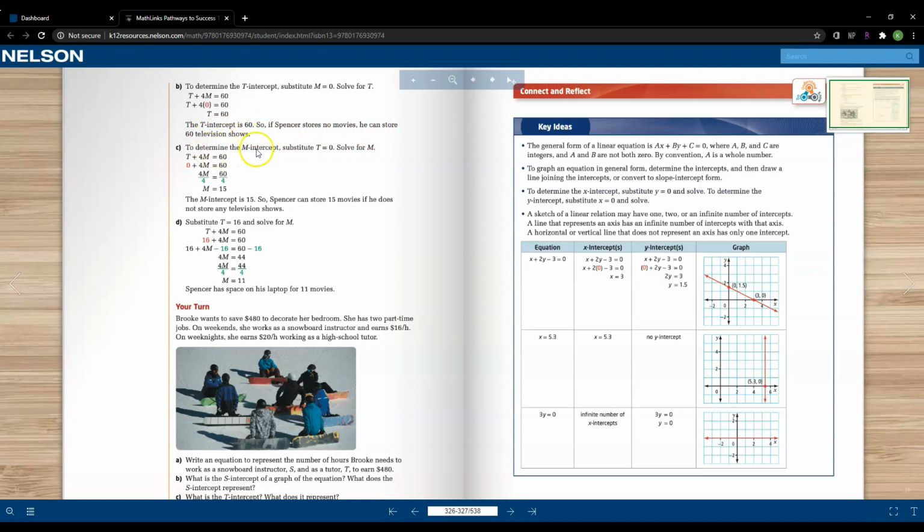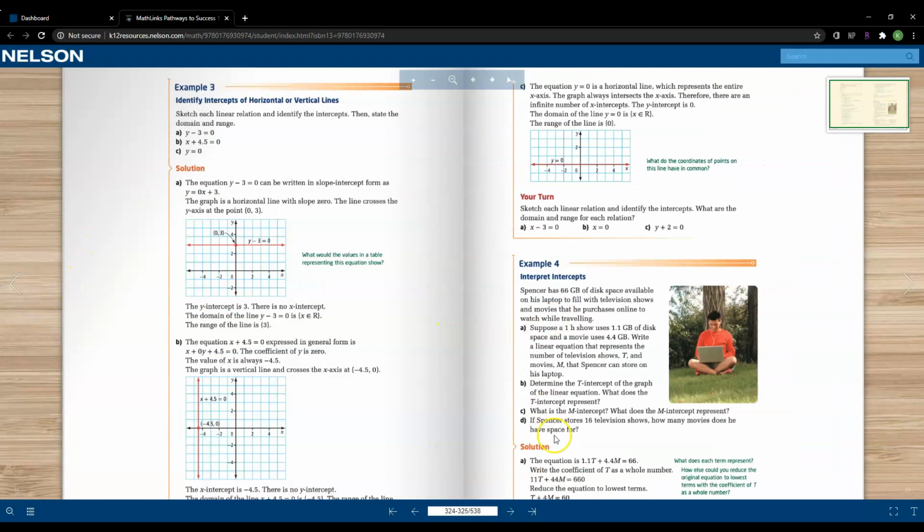Okay, to determine the m-intercept, we have to see first, what is the m-intercept? What does the m-intercept represent? And then, if you think about it, it's pretty much the same idea as B. M-intercept is going to be, what if there's no television shows? What if T is 0? How many movies can you store?